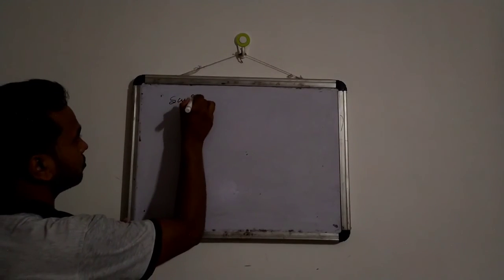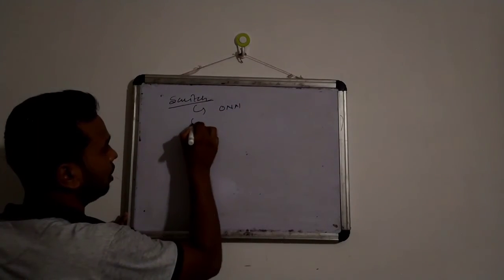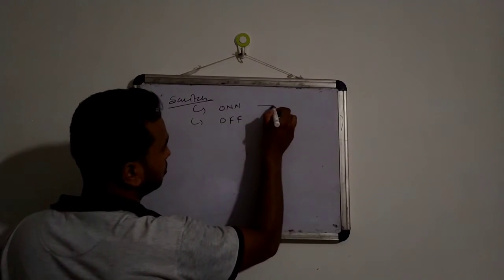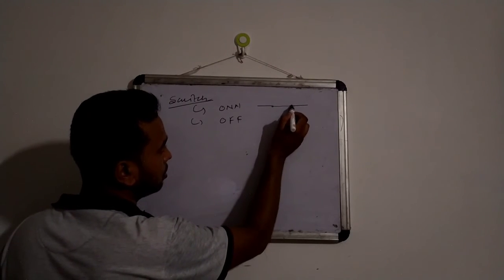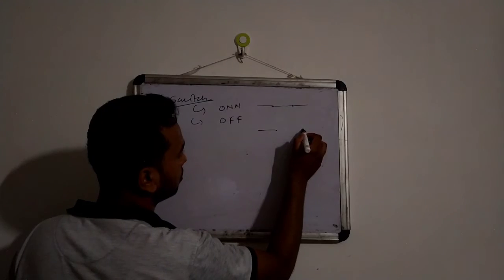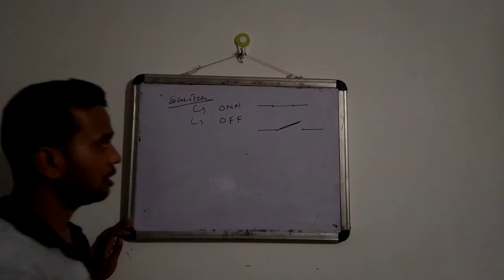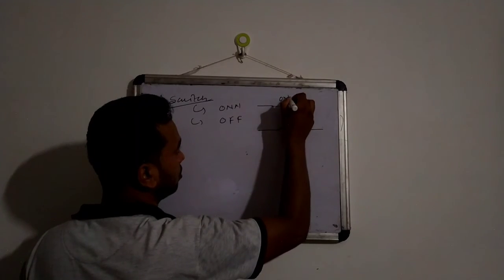So next, switch. There are two states of a switch. One state is on and the other state is off. So this is the symbol of a switch. Now if we connect these 2 points, then the switch will be on. Or if we keep this like that, then this will be off and this is on.